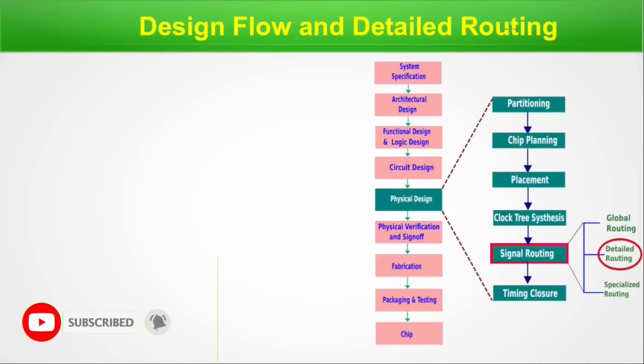This is a diagram we have been using in the last few episodes based on physical design. As we can see here, after system specification, architectural design, functional design and logical design, circuit design, these things are done. And then comes the physical design, which consists of partitioning, chip planning, placement, clock tree synthesis. We have already covered all these steps. And then comes signal routing, which has 3 sub-steps: global routing, detailed routing and specialized routing for those specialized nets which require more attention. We have already covered global routing, so today it's detailed routing.